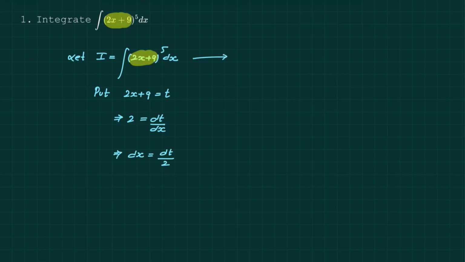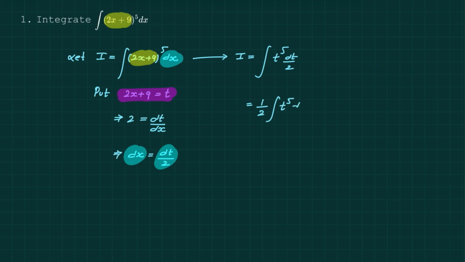So from here, my integral I will be equal to the integration of 2x + 9, which is t. So I will write t to the power 5 and the value of dx is dt over 2. So here instead of this dx, I will substitute dt by 2. So now my integral has been changed to the new variable t. So this equals, since 1 by 2 is a constant, let us take it outside the integration: the integration of t to the power 5 dt.